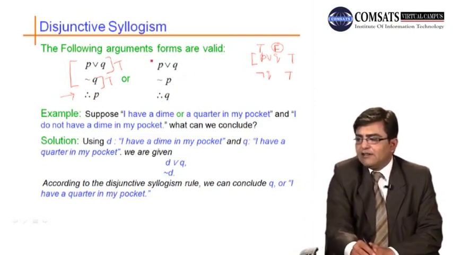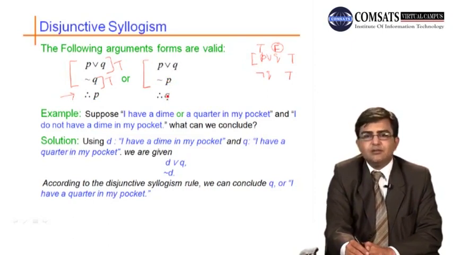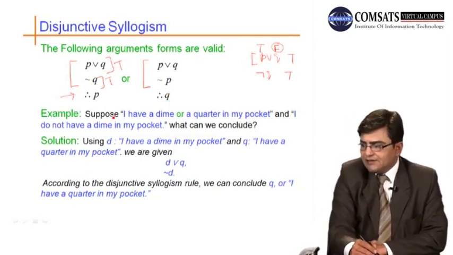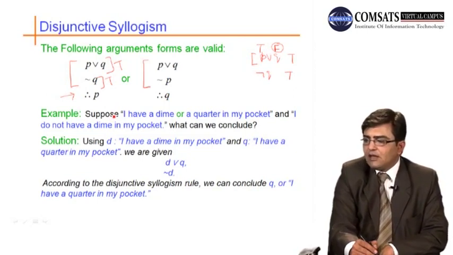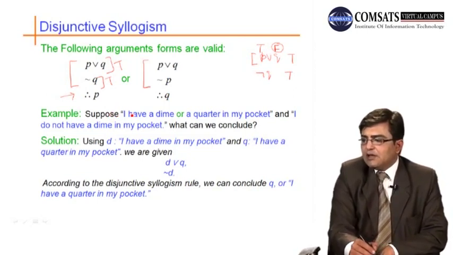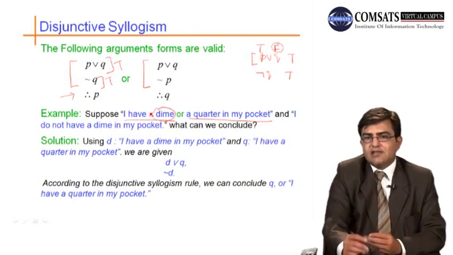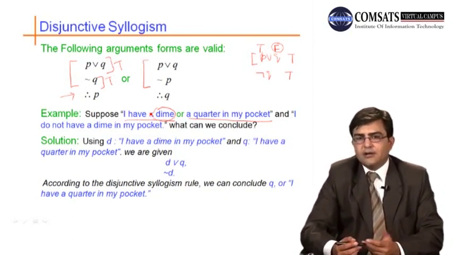Similarly, we have another form in which we suppose not P is true, we can conclude Q must be true. So we see an example for this disjunctive syllogism. Suppose I have a dime or a quarter in my pocket. I have a dime. What do we mean by dime here? Dime is basically equivalent to 10 cents, 10 cents of a dollar.